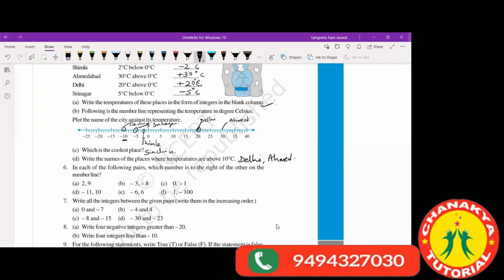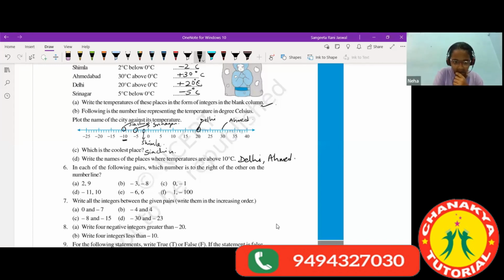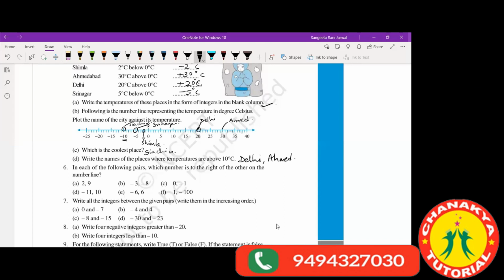Neha, you tell me the next one by the time Adya is thinking. Neha, tell me the next one. Ma'am, -3. Okay, because -3 is towards the right side. So -3 is greater than -8. Okay, Adya, you got your answer?